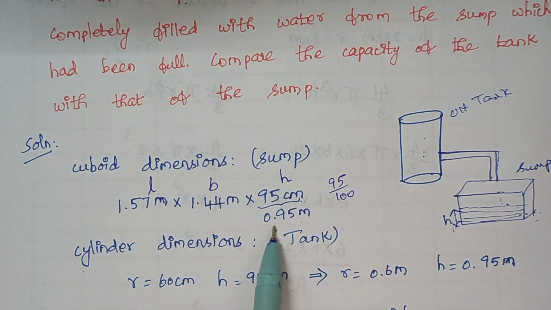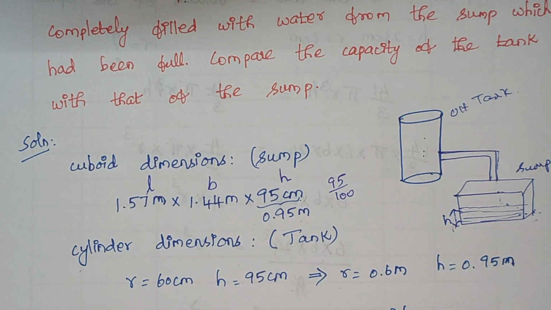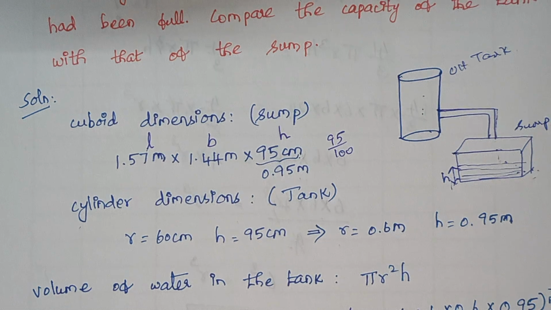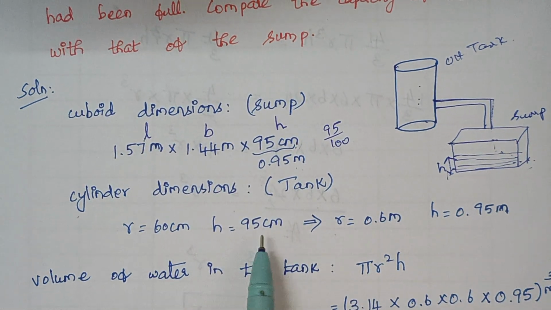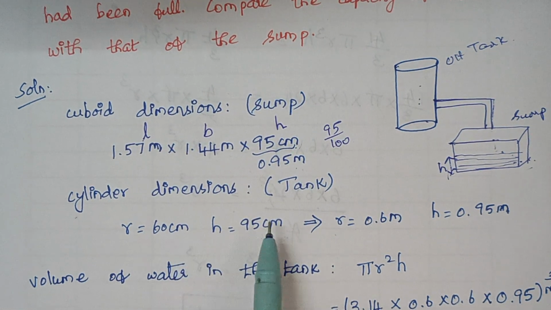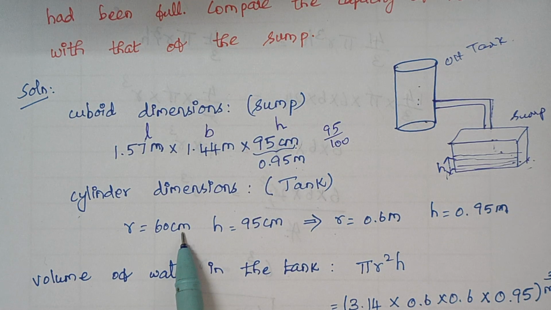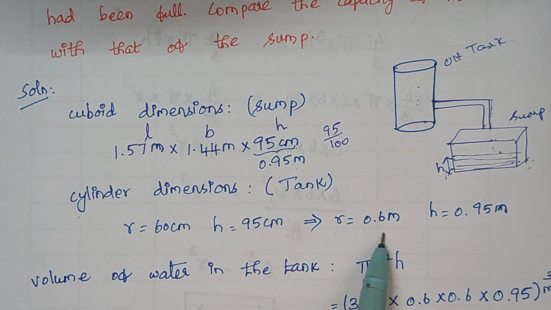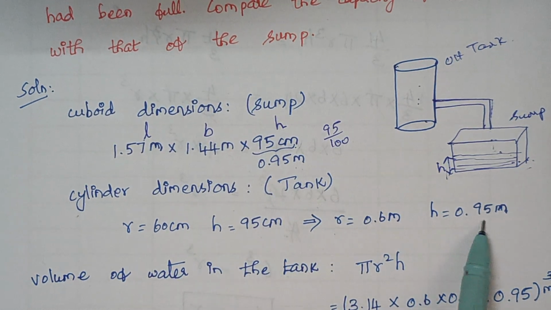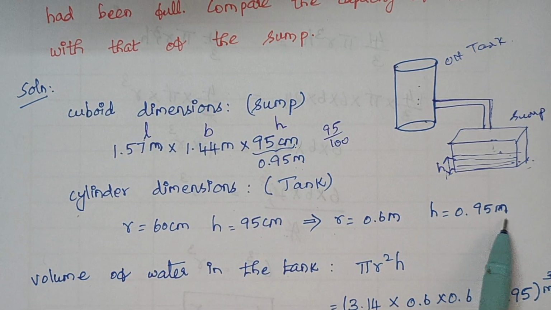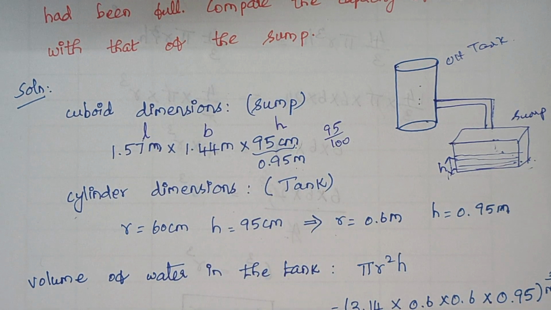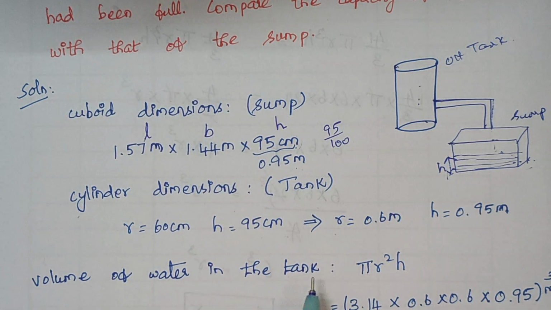Now we will proceed with the cylinder. What are the given things here? They have given the radius and height. These two terms are in centimeter, so just convert them to meter. 60 by 100 gives you 0.6 and again 95 by 100 gives 0.95 meter. Now all the dimensions are in meter. Just make a check.